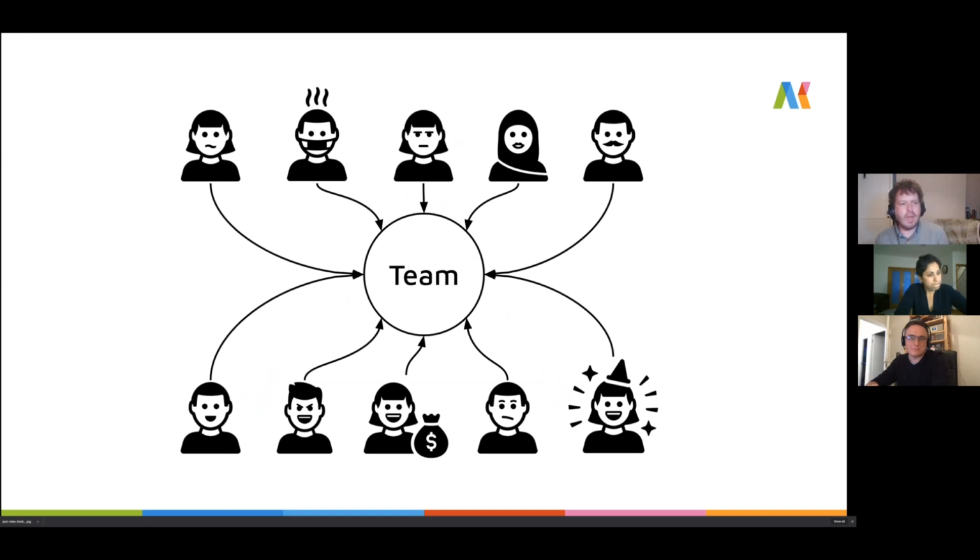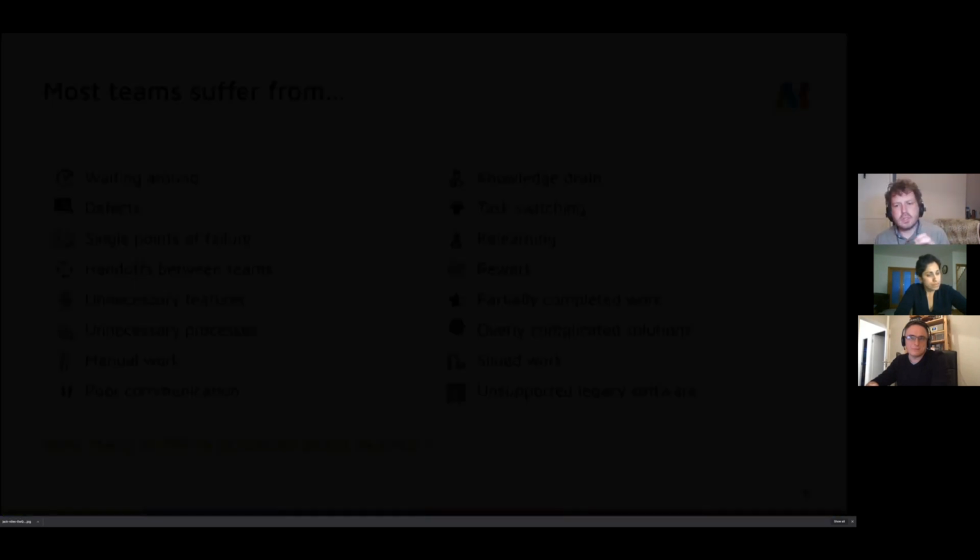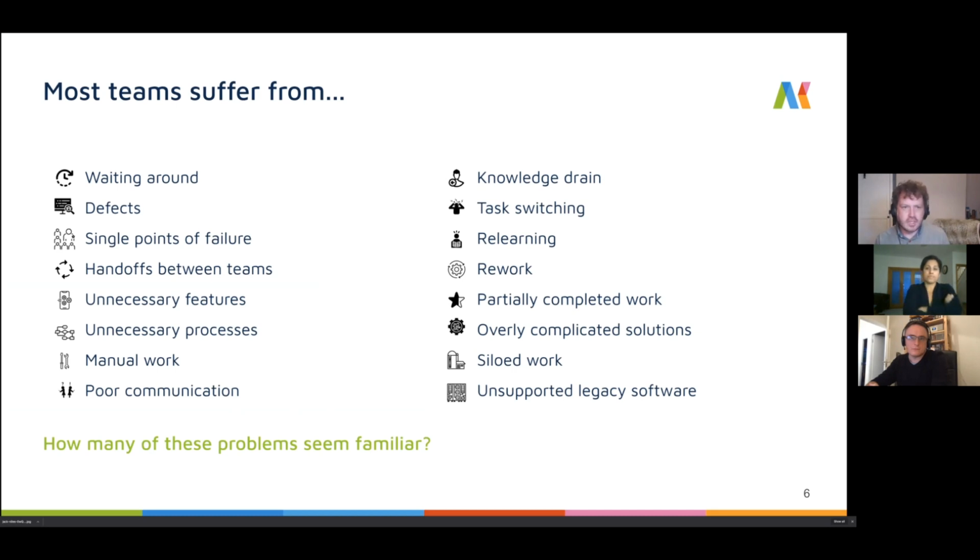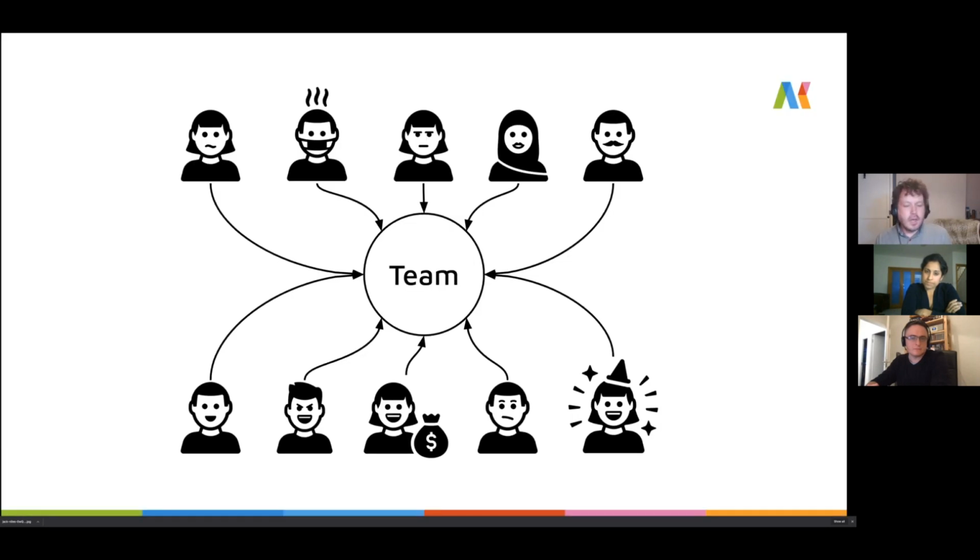But what we found is that most teams suffer from these types of problems: waiting around, defects, single points of failure, partially completed work, blah blah blah. But when we go into organisations and say, you will suffer from these things, they turn around to us and say, no, that's not true. We're all green. Everything's fantastic. It's great. But we'd like you to come do some work for us.